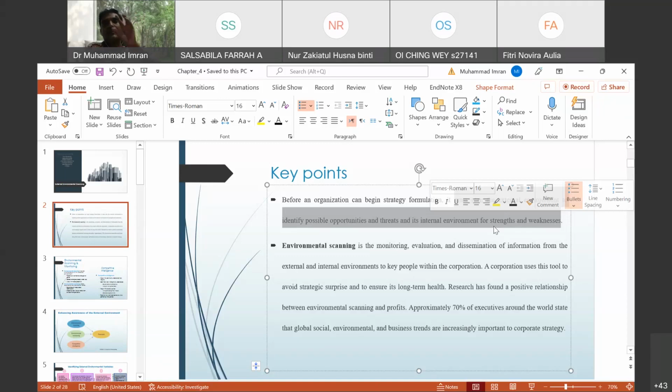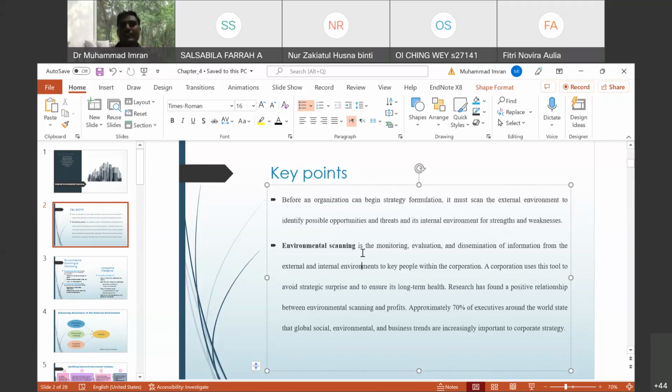This is the best strategy to scan. SWOT analysis is the best process to scan the environment, by the way. What is environmental scanning? Monitoring, evaluating, and dissemination of information from the external and internal environment to the key people within the organization.